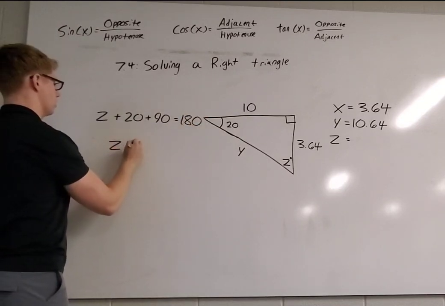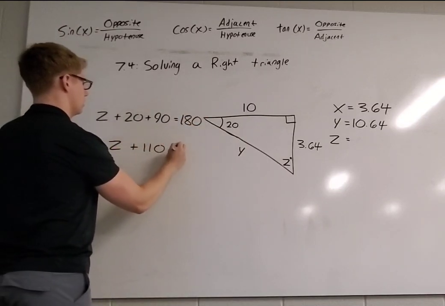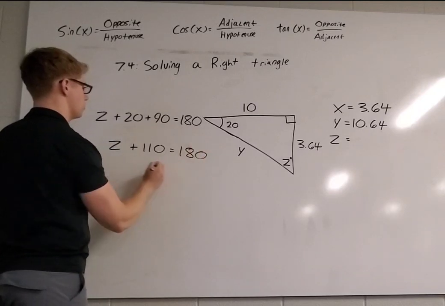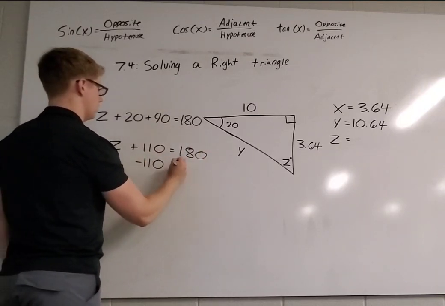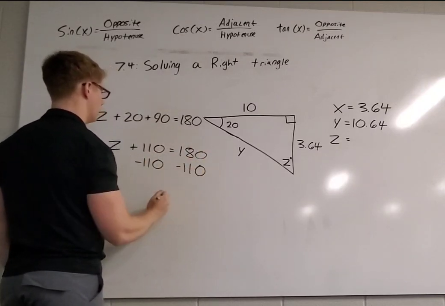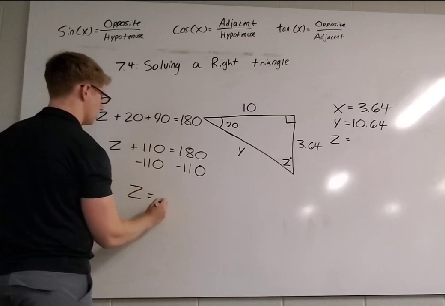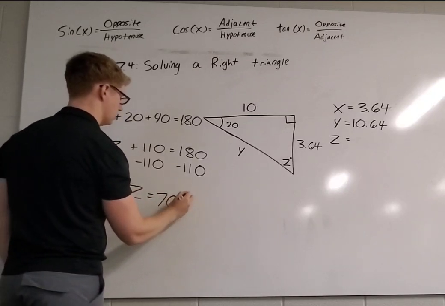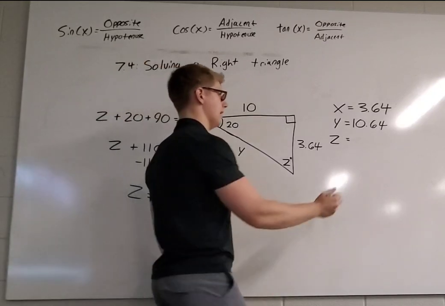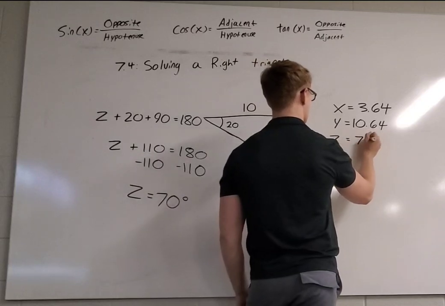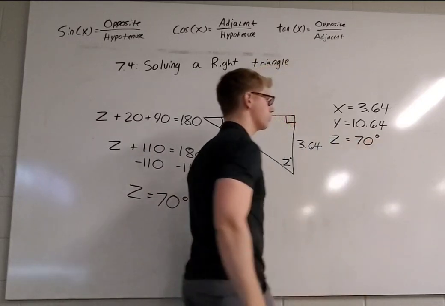You combine like terms and you subtract. Some of you might have already done this in your head, but you will get that your z is equal to 70 degrees. And that's it, we did it. We solved our right triangle.